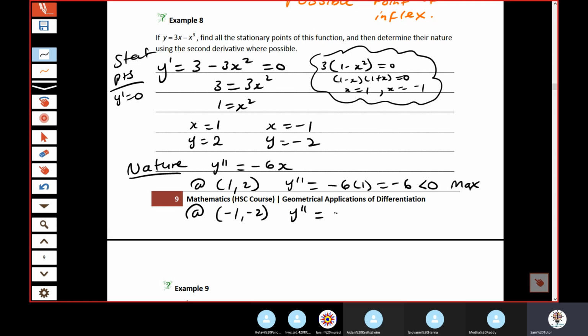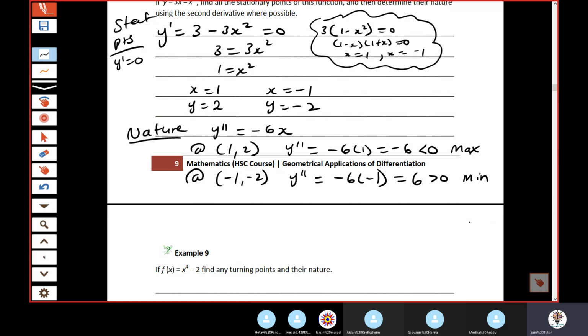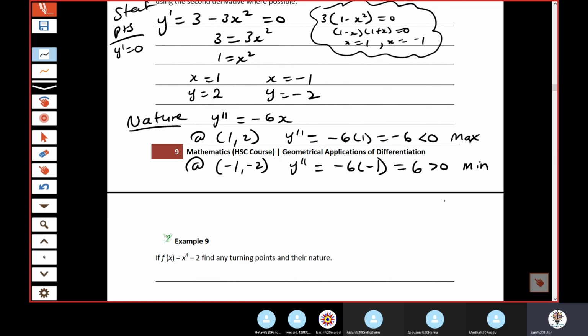Y double dash equals negative 6 times negative 1, which equals positive 6. That's greater than 0. What do we know about y double dash greater than 0? Min. You're done. If you're ready, start the next one. Stationary points and nature using y double dash. I'm just going to walk up.